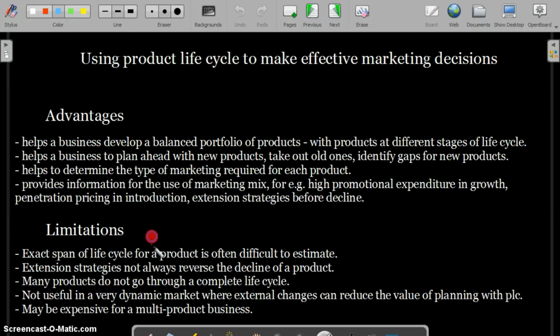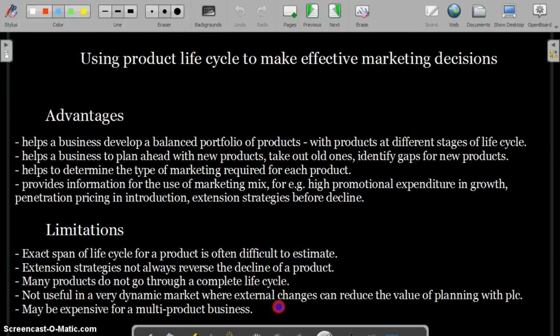The exact span of life cycle for a product is often difficult to estimate. You can't estimate how long the product will last, or it's not always easy to classify the stages as well. And extension strategies do not always reverse the decline of a product. Sometimes they are not successful and the product still goes into decline. Many products do not even have a complete life cycle, like some are still in the growth stage, some are still in maturity, some have not reached decline, and some reach decline before going to growth or maturity. Some are directly introduced and they decline. There's no growth at all, no maturity, nothing, they just decline. So not all products have a complete life cycle.